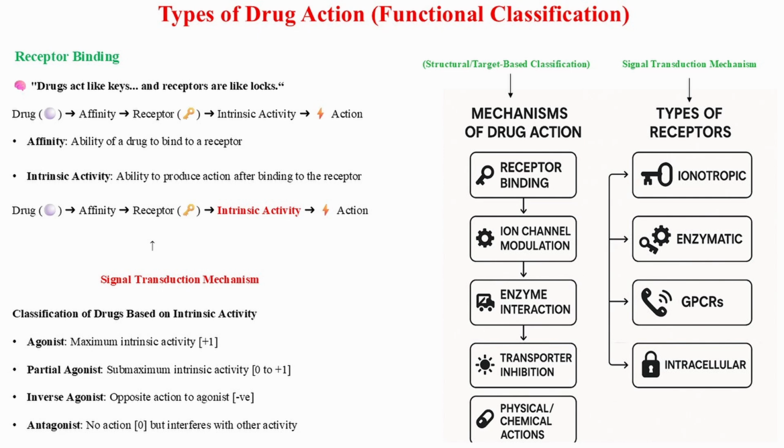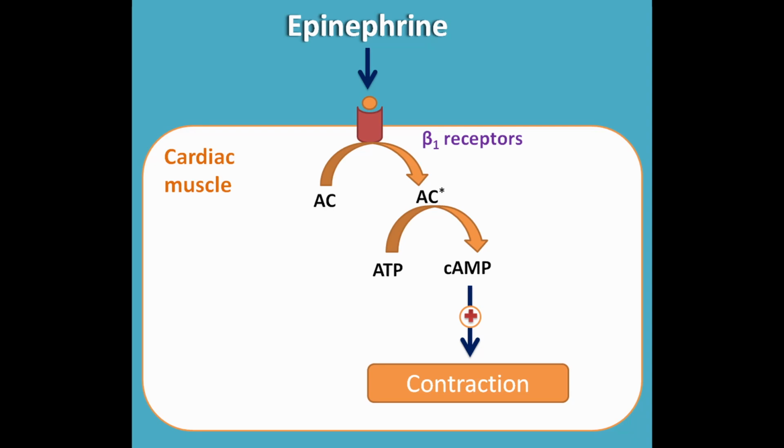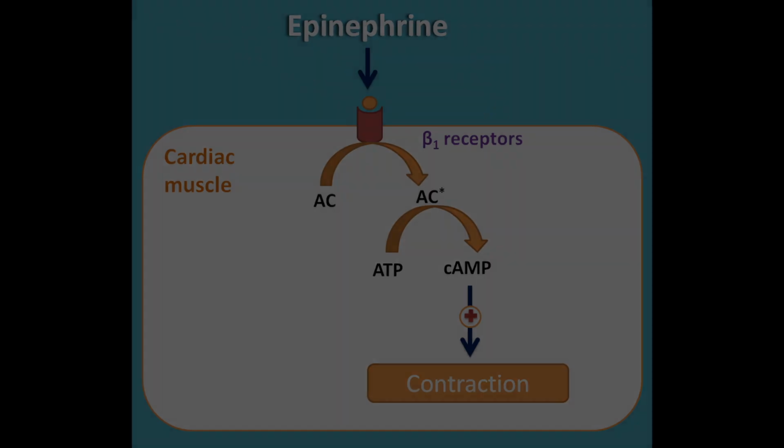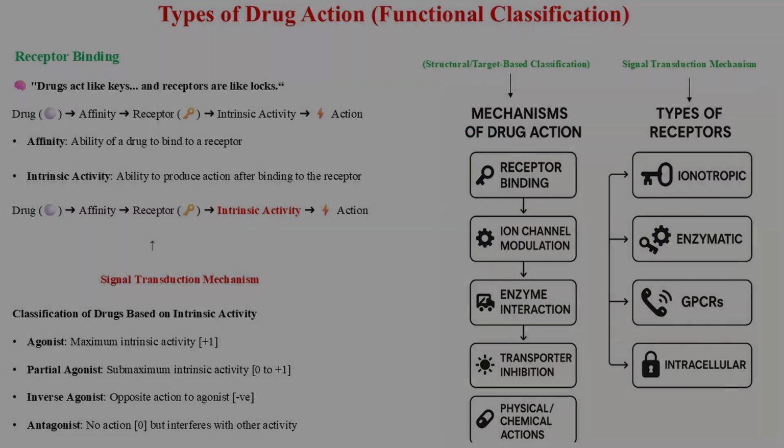Next, the important terms in pharmacology are agonist and antagonist. Agonist means it turns the signal on. Antagonist means it blocks the signal, that is turning it off. Example, adrenaline binds to beta 1 receptors in the heart, thereby increasing the heart rate. Coming to the other example, loratadine blocks the H1 histamine receptors and decreases allergic symptoms like rash, itching, etc. Then coming to the next one, ion channel modulation.